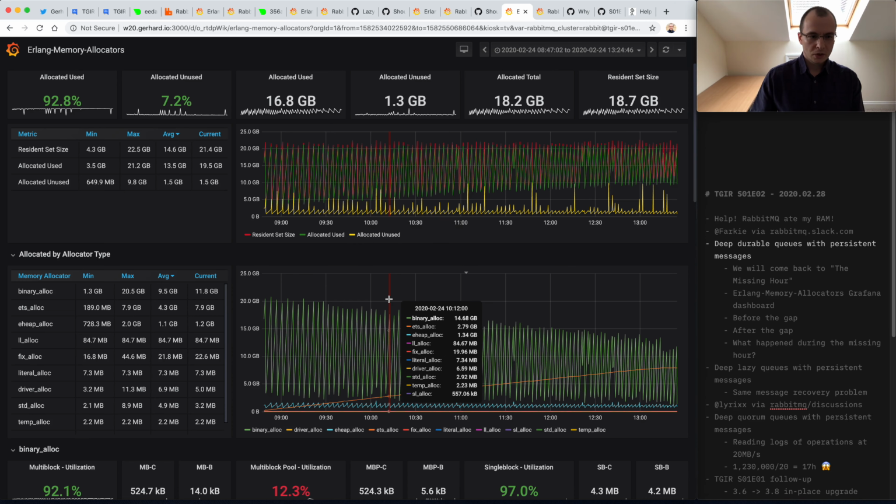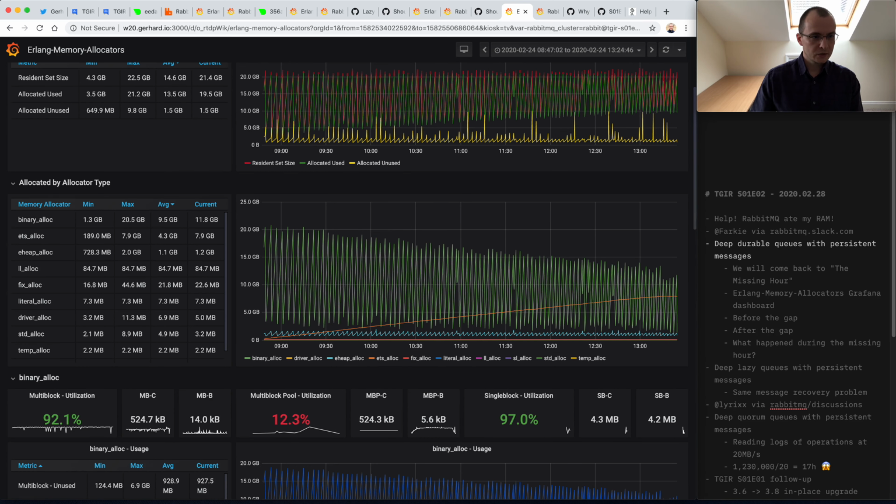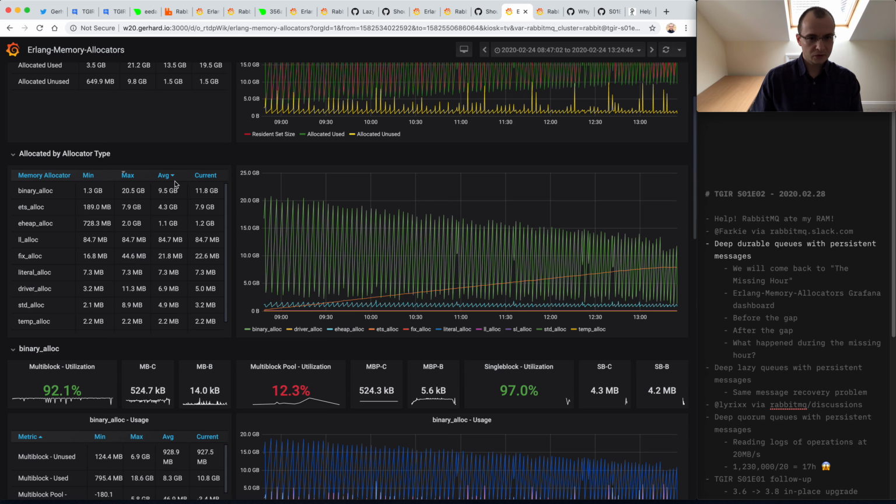Okay, so moving on to the next one, allocated by allocated type. This is an interesting graph. And the reason why this is interesting is because we can see the different types of allocators. So let's talk about this for a while. The green line, let's just focus on this one for now, is called the binary allocator. And this is the allocator used for binaries that exist in the Erlang VM.